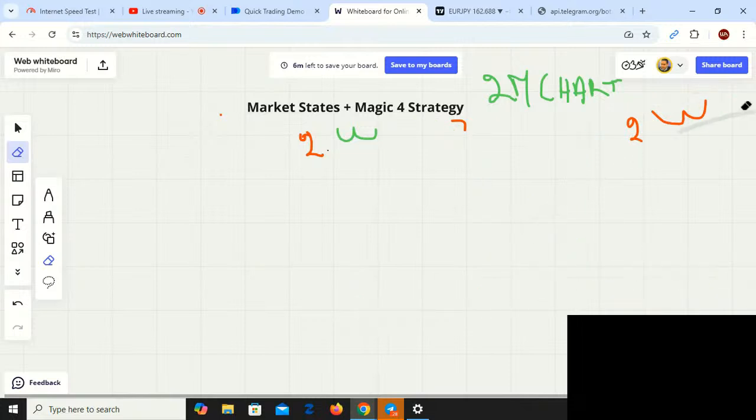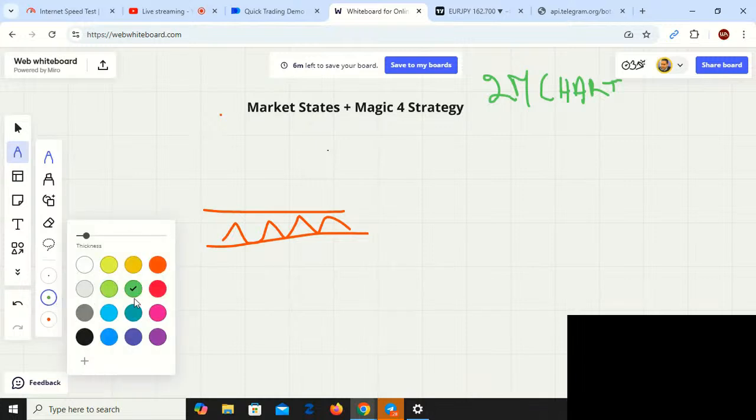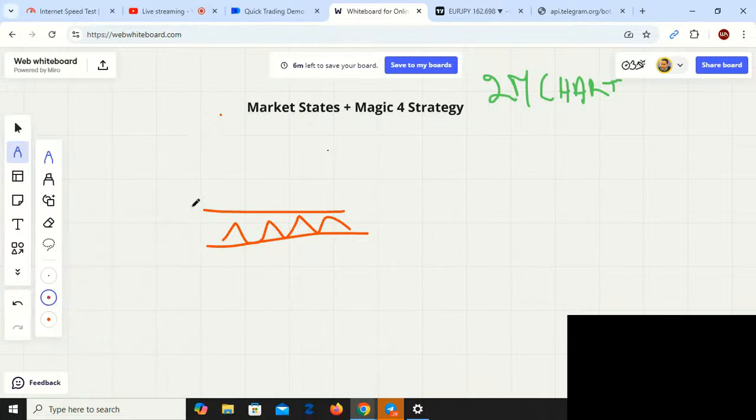Let me erase all this. Okay, so you have your narrow state. This is your narrow state. The price is moving over here. You have your 20 and 200 moving average. Let me draw those as well. This is your 200 moving average.